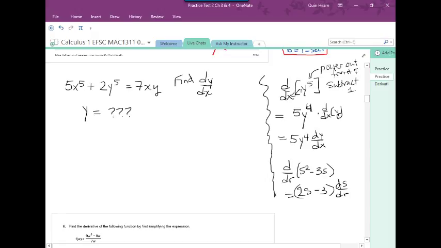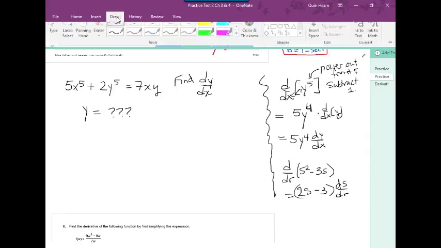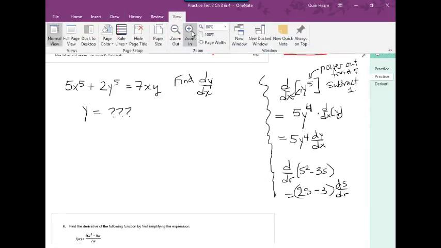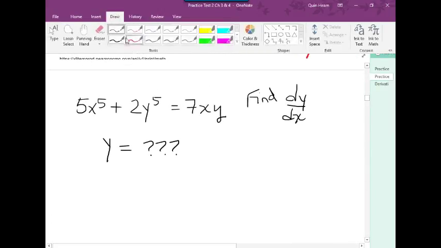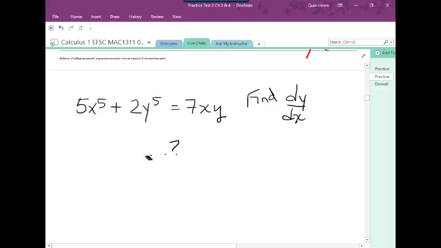So 4 was 5 minus 1. Okay. All right, so I'm going to zoom in a little bit. All right, we're going to find dy dx here. And again, we can't solve for y, so instead, we're going to use implicit differentiation.